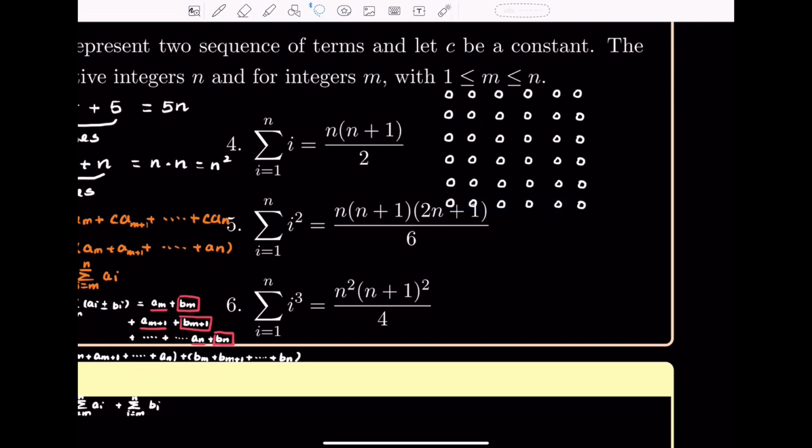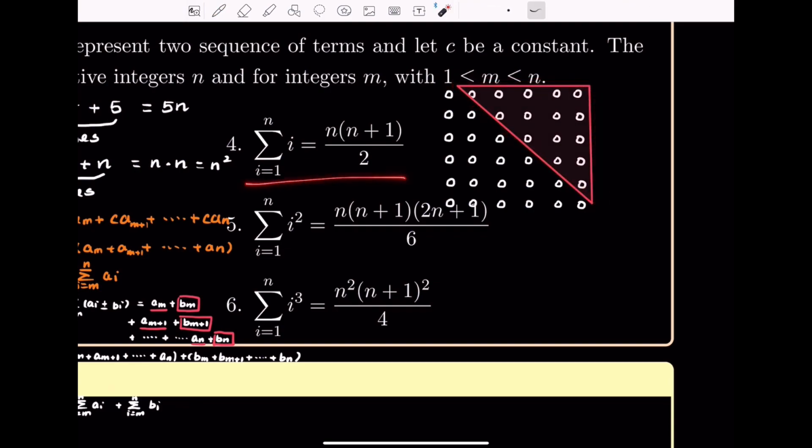So let's say I want to count how many balls there are. But this is 6 times 6. We have 36 of them, or n squared of them. That's not really what I want. What I really want to do is count the number of balls in this part. So why is this the same as this?